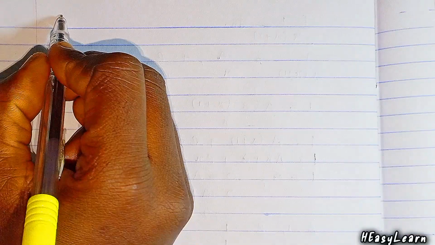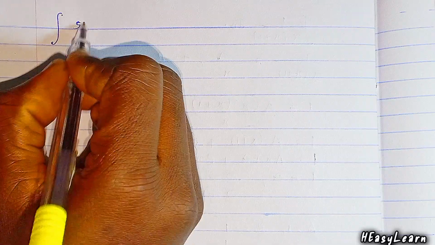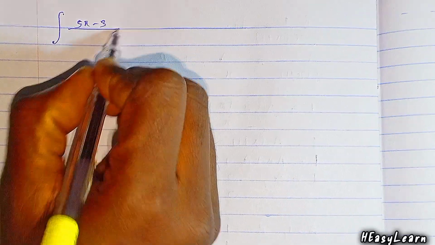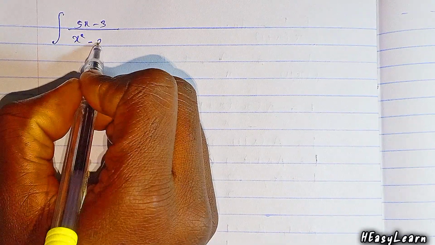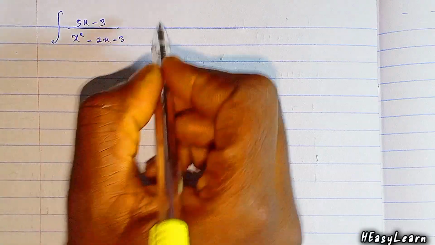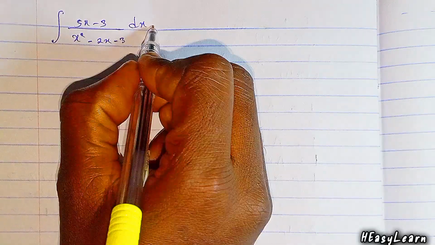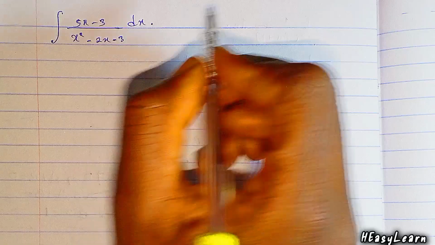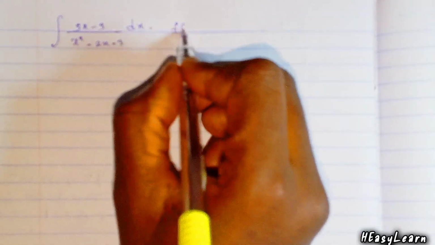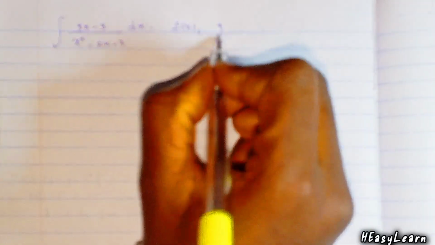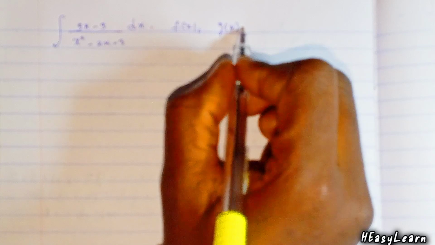So what is going to be the integral of (5x minus 3) divided by (x squared minus 2x minus 3)? To use partial fractions to find the integral of this, we need to check that f of x, the numerator, and g of x, the denominator, are both polynomials. This is a polynomial of degree 2. This is a polynomial of degree 1.